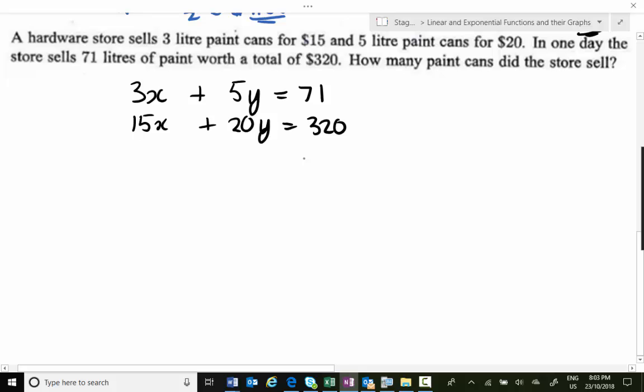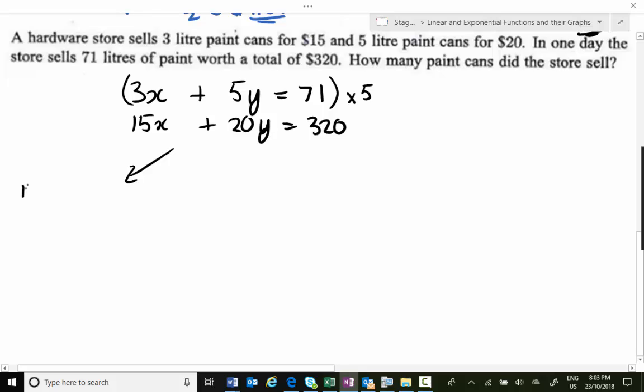Alright, now because we've got it in this form here, we're going to use the elimination method. My key thing here is I want to get two of these values exactly the same, and it doesn't matter which one it is. I'll show you two techniques with this particular one. If I was looking to get my x's the same, then what I'd do is times that by 5.